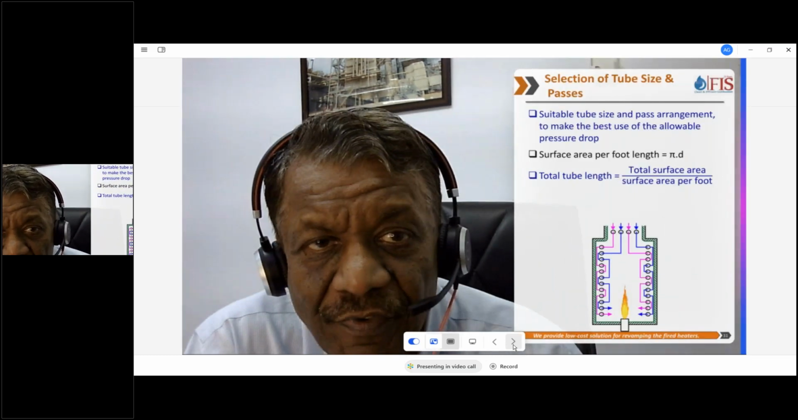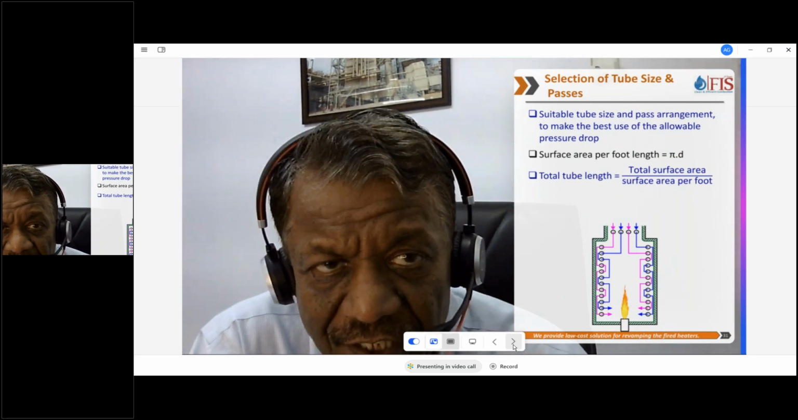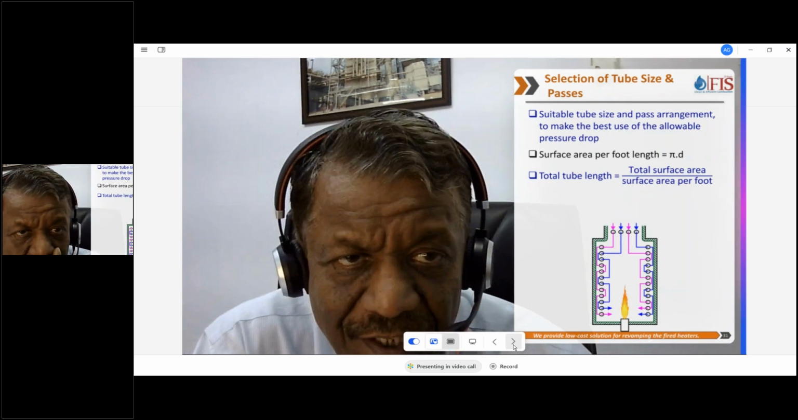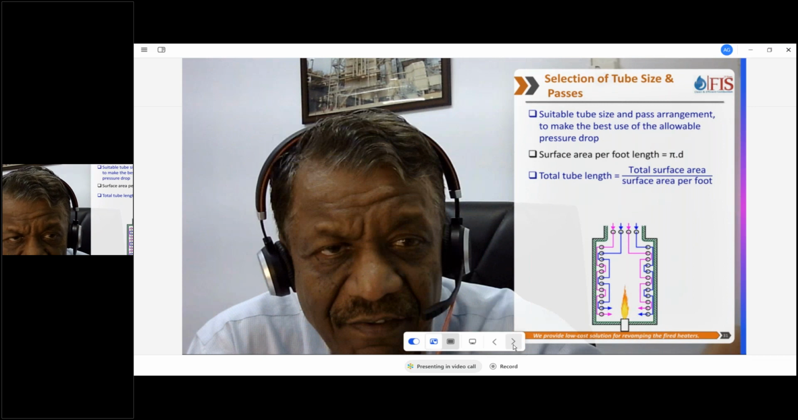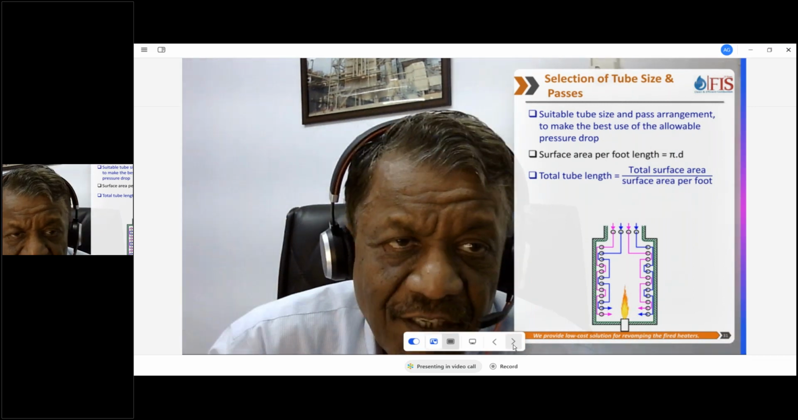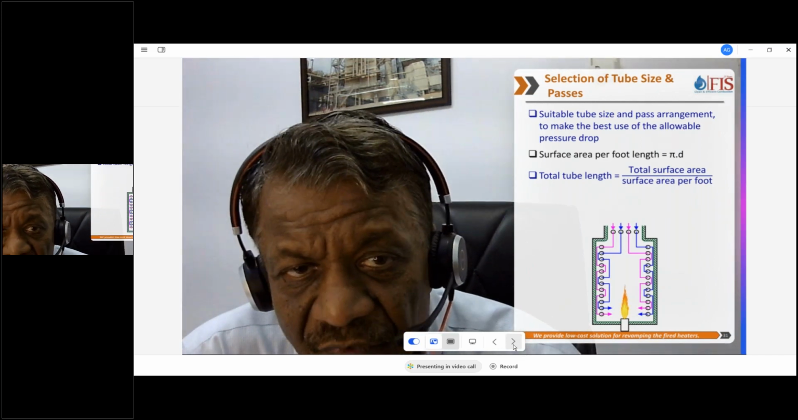So our question is how many passes there will be, and how we can calculate the total tube length. Total tube length is very simple. We have the total surface area divided by the surface area per foot, and that will give us how much pipe we need.